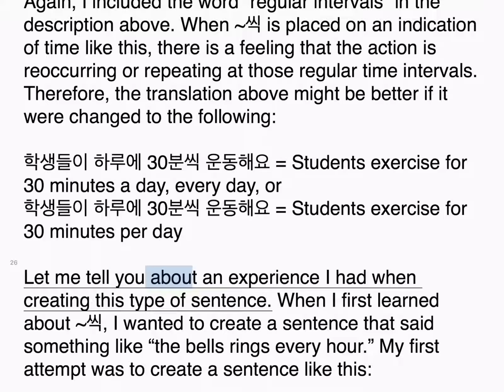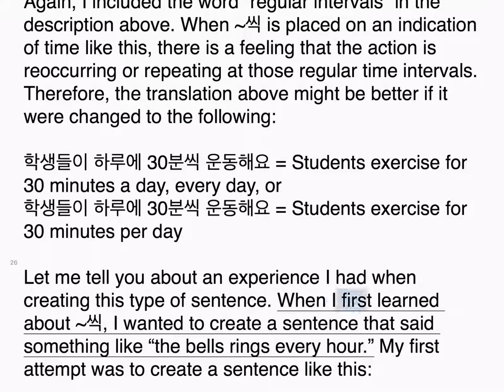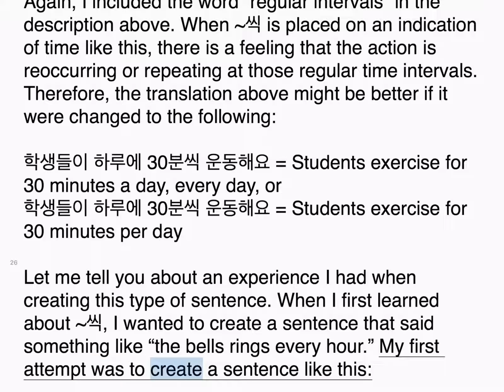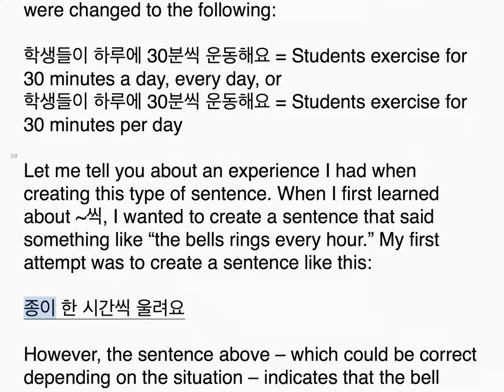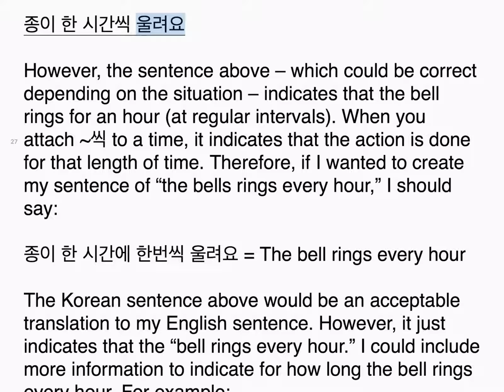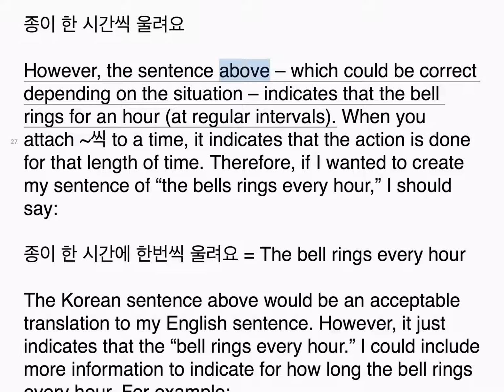Let me tell you about an experience I had when creating this type of sentence. When I first learned about 식, I wanted to create a sentence that said something like the bell rings every hour. My first attempt was to create a sentence like this. 종이 1시간씩 울려요. However, the sentence above, which could be correct depending on the situation, indicates that the bell rings for an hour, at regular intervals.